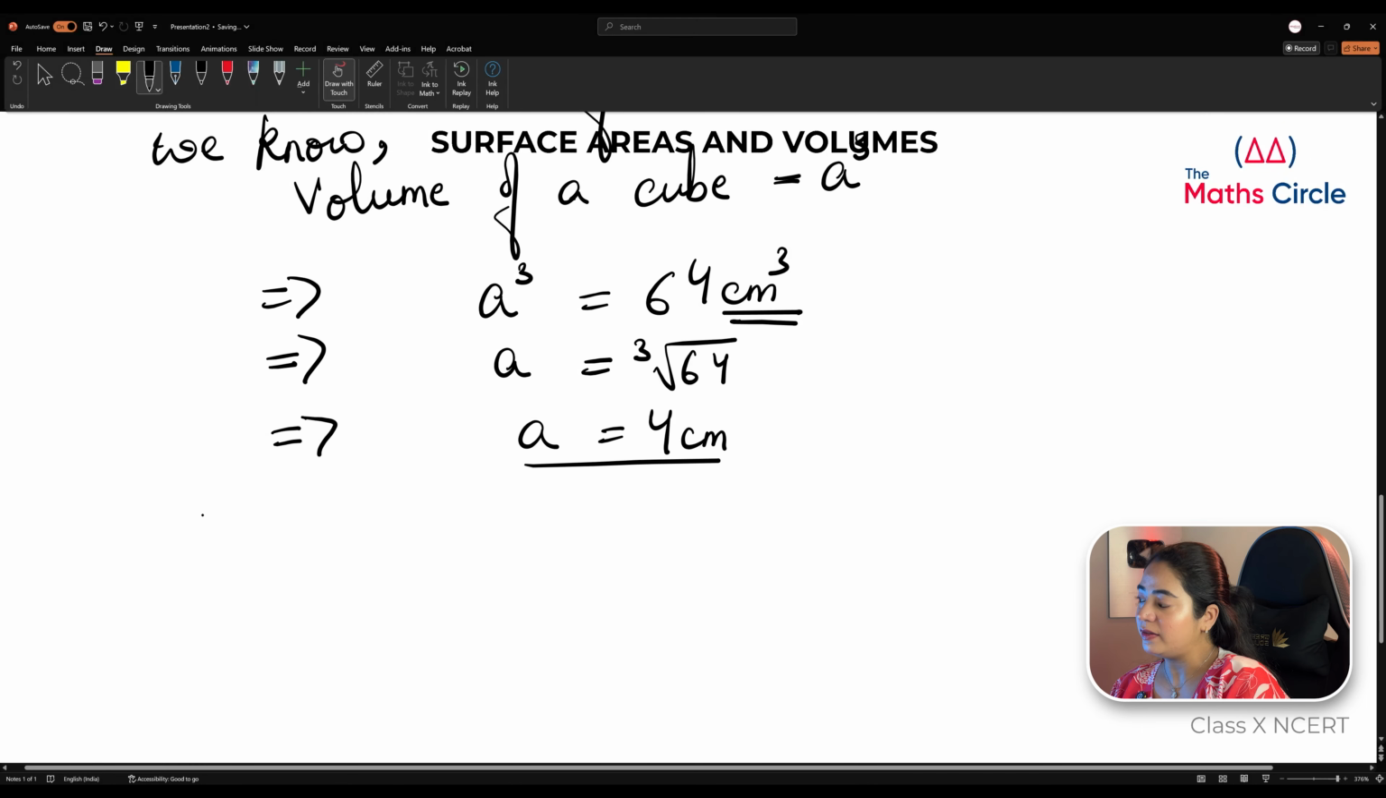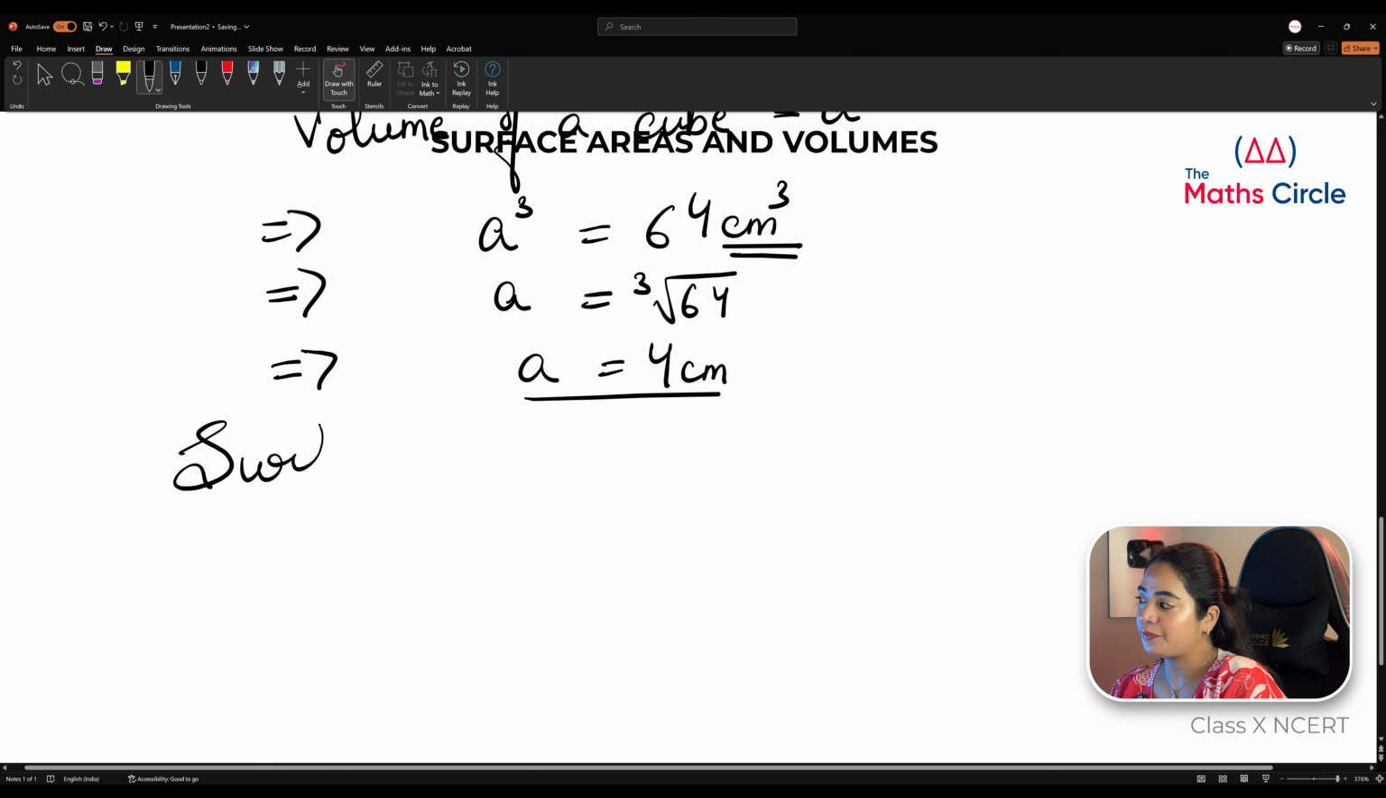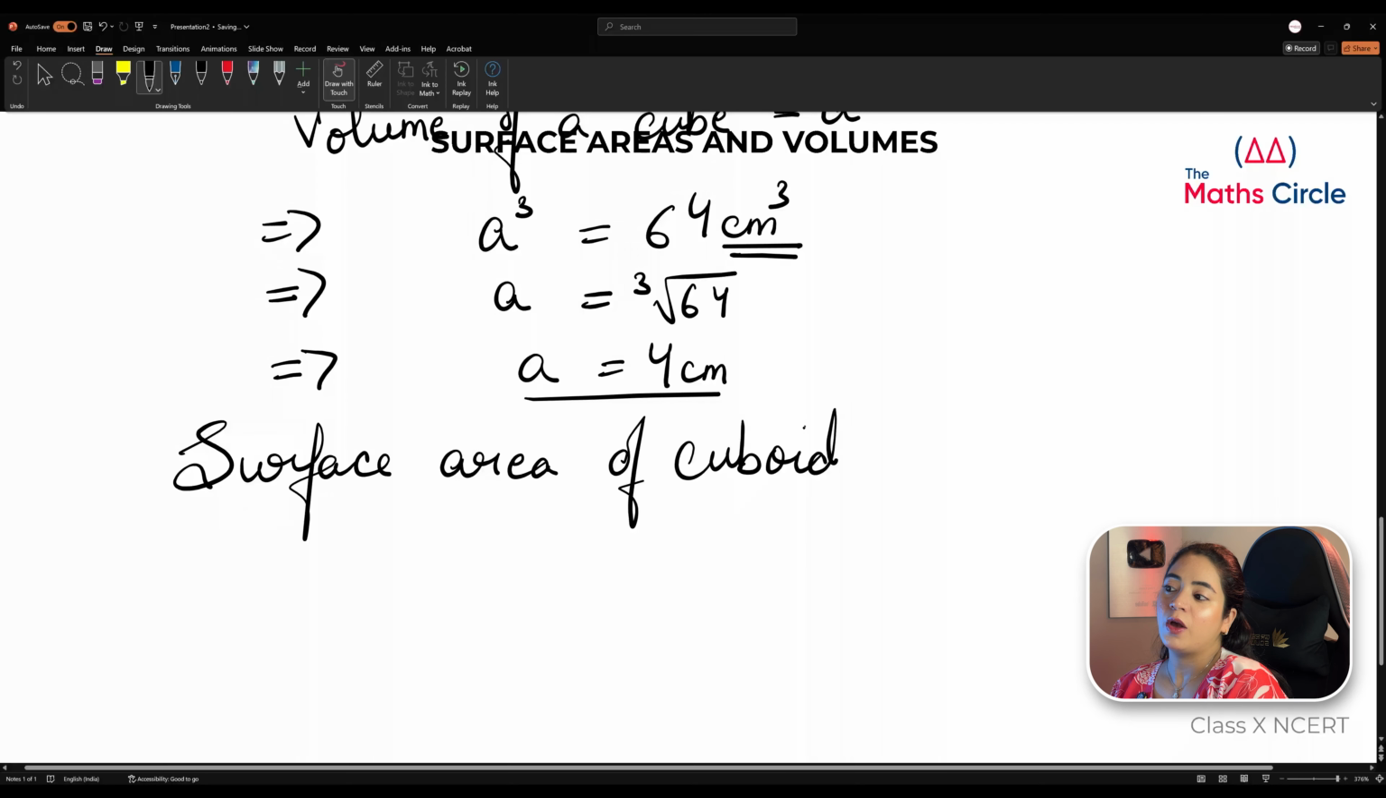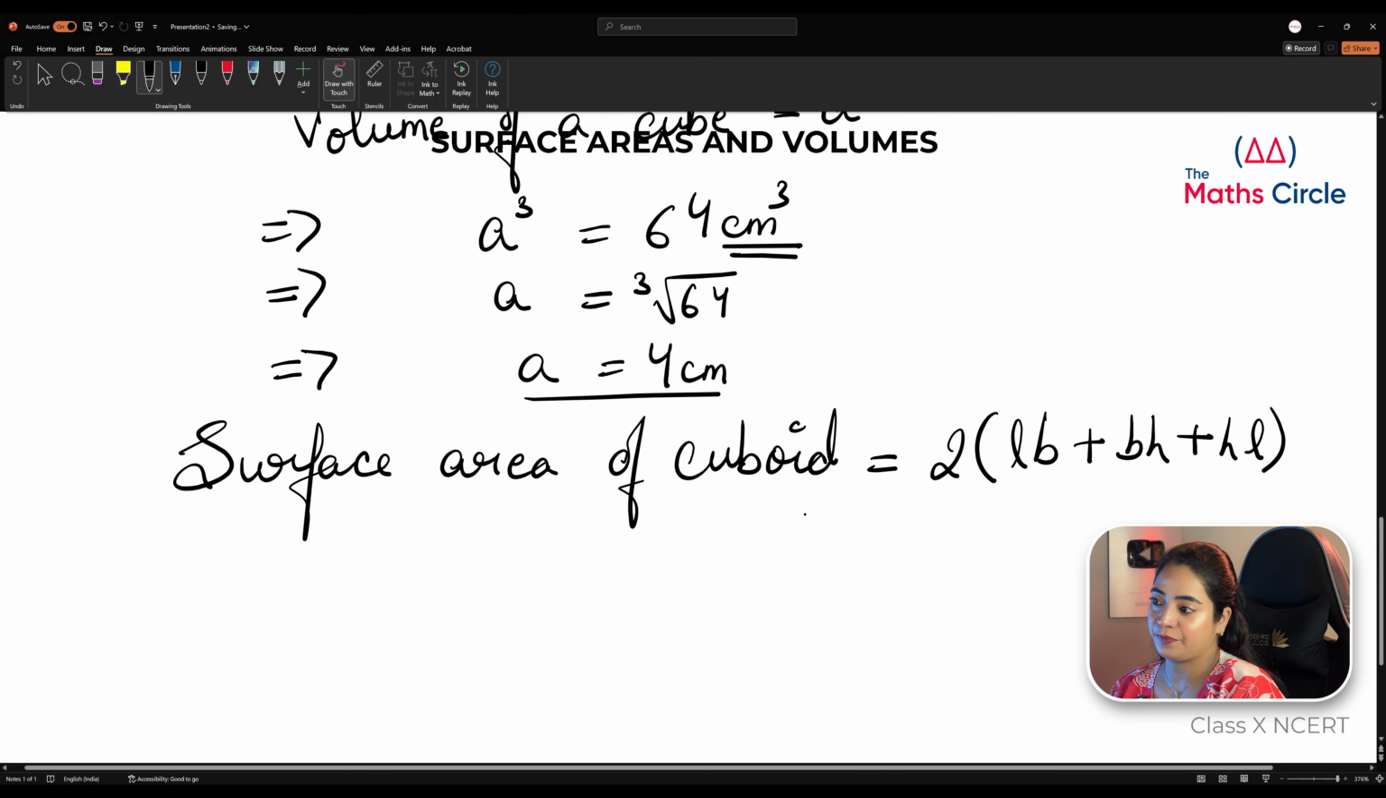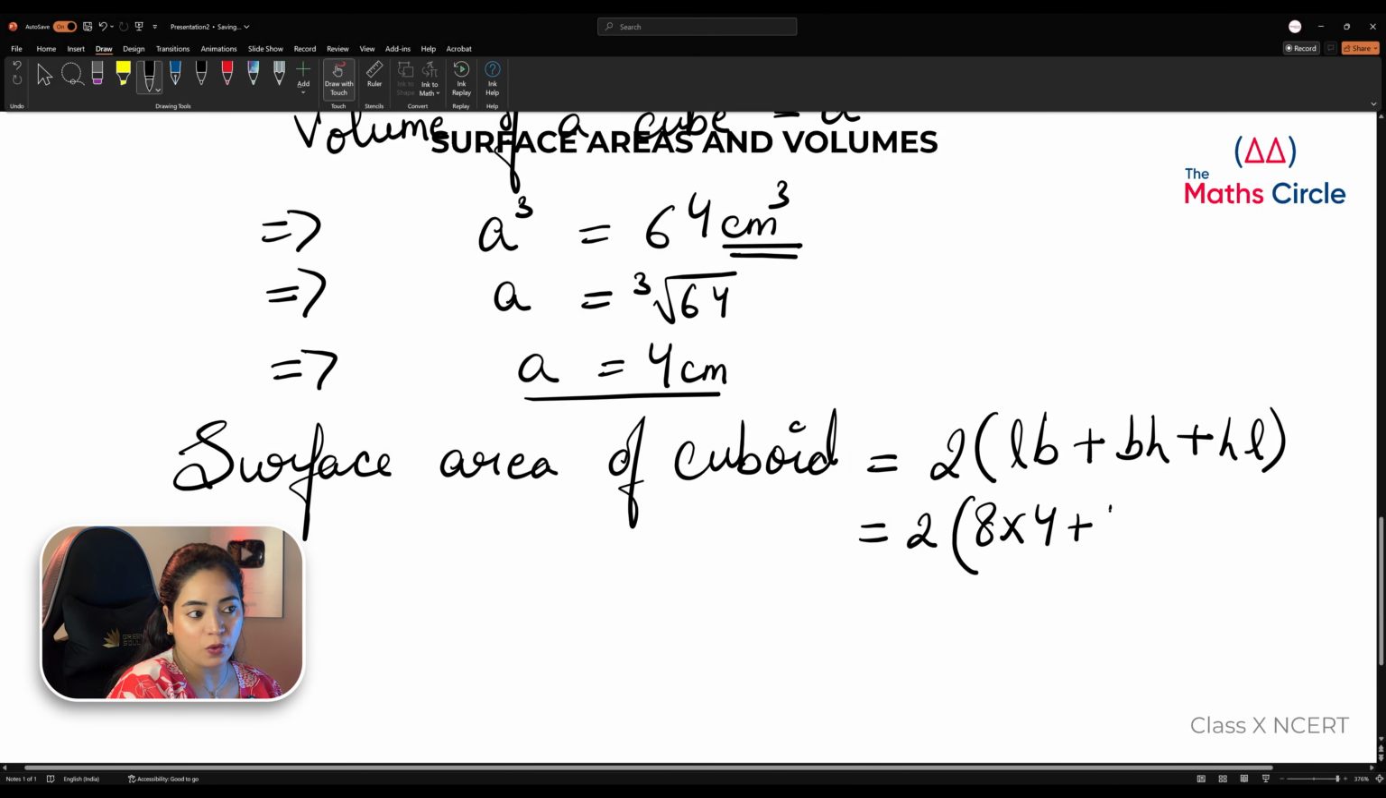And to find surface area of cuboid, we make the use of another formula, which will be 2 into length into breadth plus breadth into height plus height into length. This gives us, substituting all the values of these dimensions, length is 8 multiplied by 4 plus breadth is 4 multiplied by 4 again, and height will be 4 multiplied by 8.